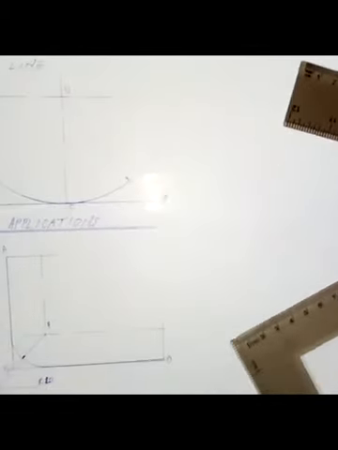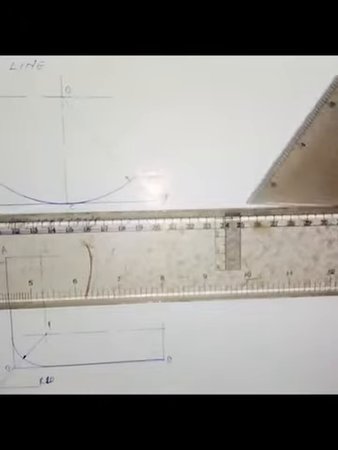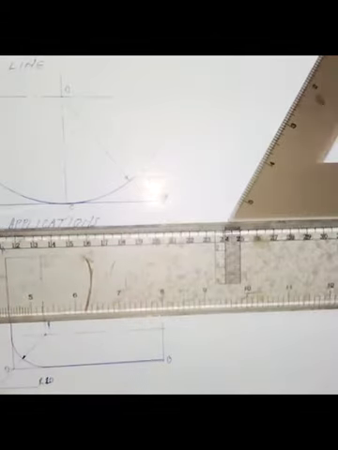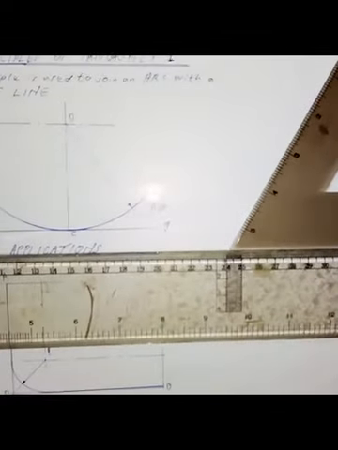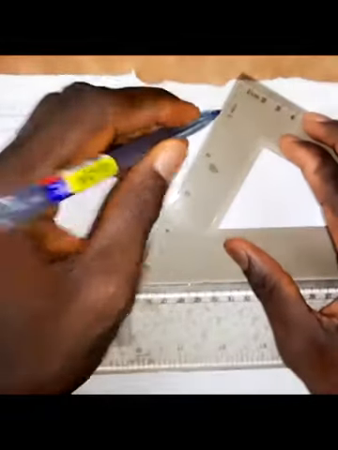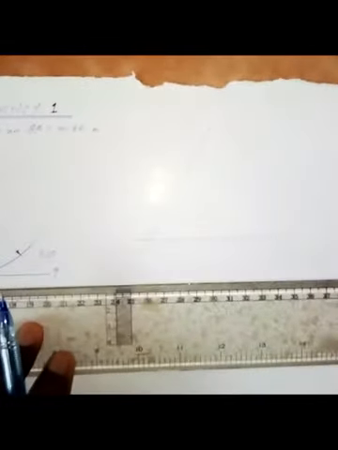So I want to show you another one. If we have two lines that are at an angle to each other, so let's have the horizontal line, and let's have another line. The two lines are at 60 degrees to each other. So the angle is 60 degrees.